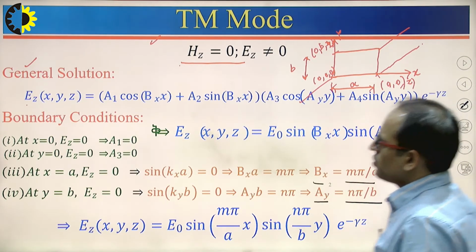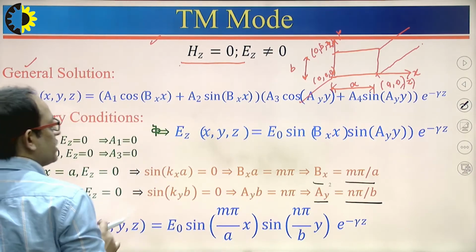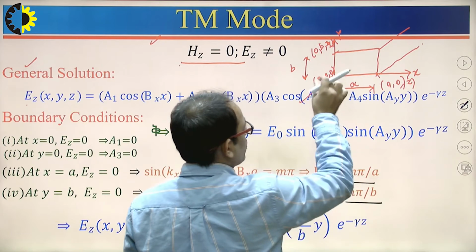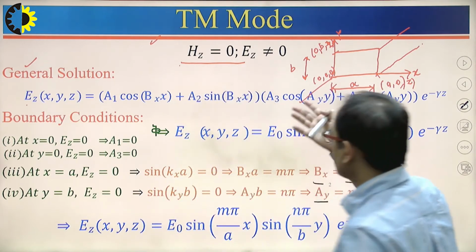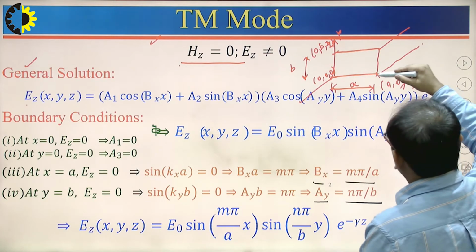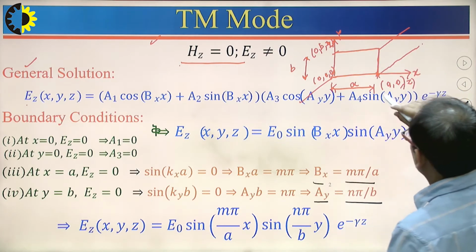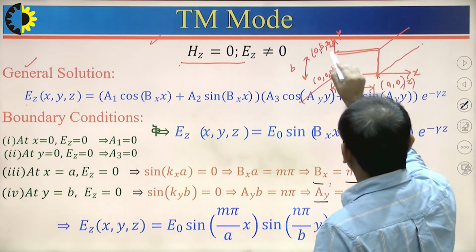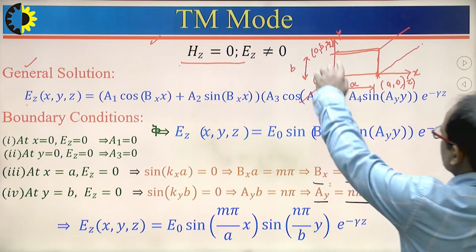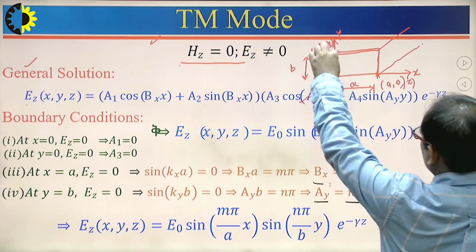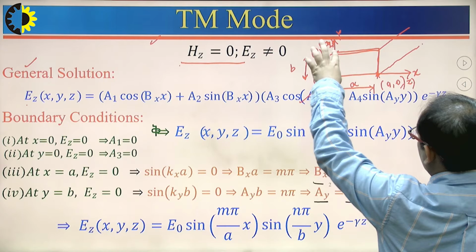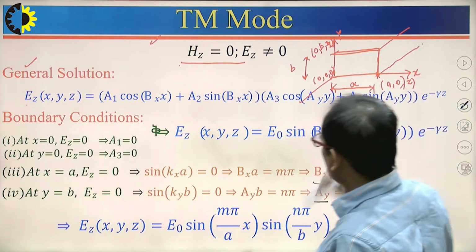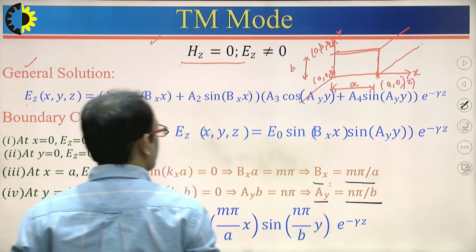Clear? So on applying the boundary conditions, first for the first wall, when x equal to 0, y equal to 0, we will get some values, and on the second wall we will put x equal to a, y equal to 0, and for the third wall, y equal to b and x equal to 0, and for this one x equal to a and y equal to b.